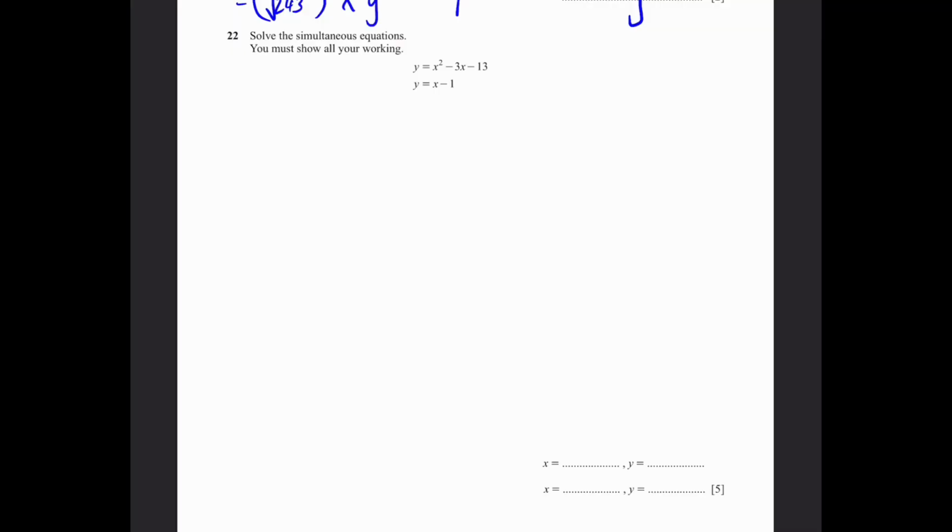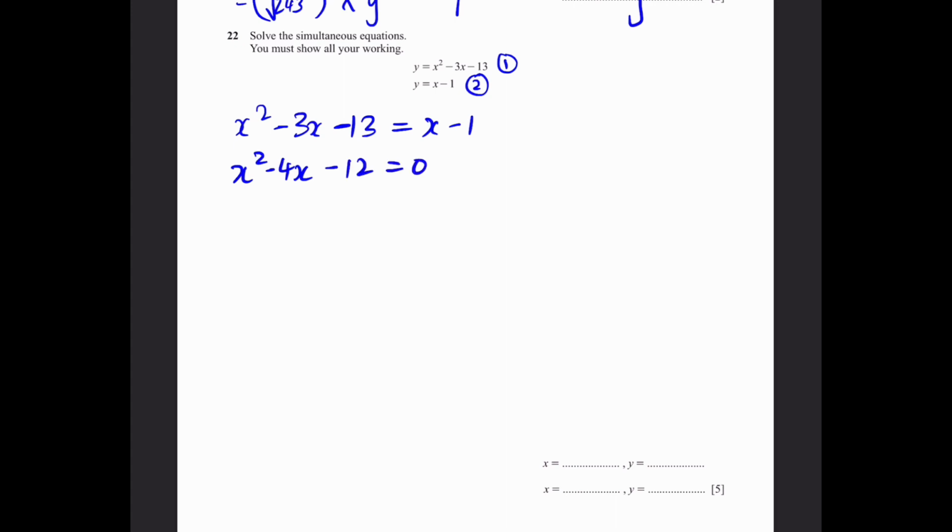Question 22. Solve the simultaneous equation. You must show all your working. Y equals x squared minus 3x minus 13. Y equals x minus 1. We can equate both of these equations, equation 1, equation 2. So you can substitute x squared minus 3x minus 13 equals x minus 1. That means, let me just bring this to this side a bit, that means x squared minus 4x minus 12 equals 0.